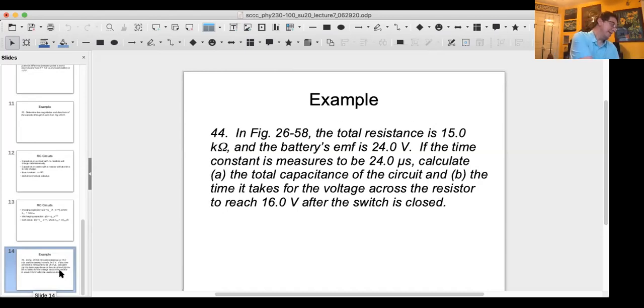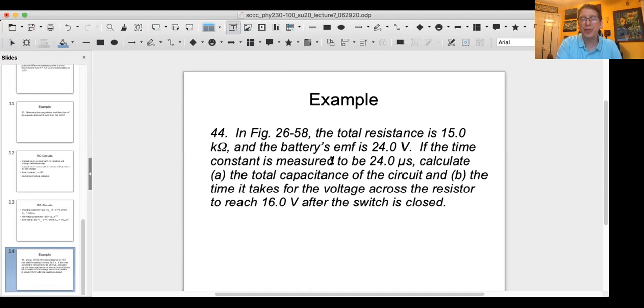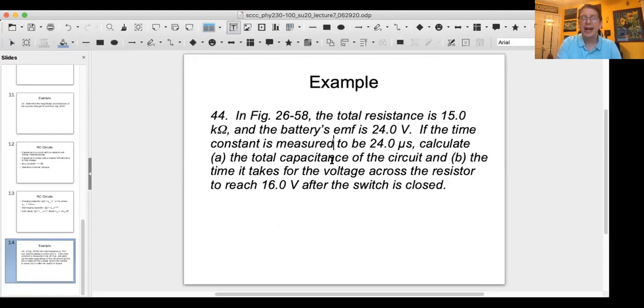So in figure 26.58, so we're moving on to page 702 now, the total resistance is 15.0 kiloohms. The battery's EMF is 24.0 volts. If the time constant is measured to be 24.0 microseconds, calculate the total capacitance of the circuit and the time it takes for the voltage across the resistor to reach 16.0 volts after the switch is closed.